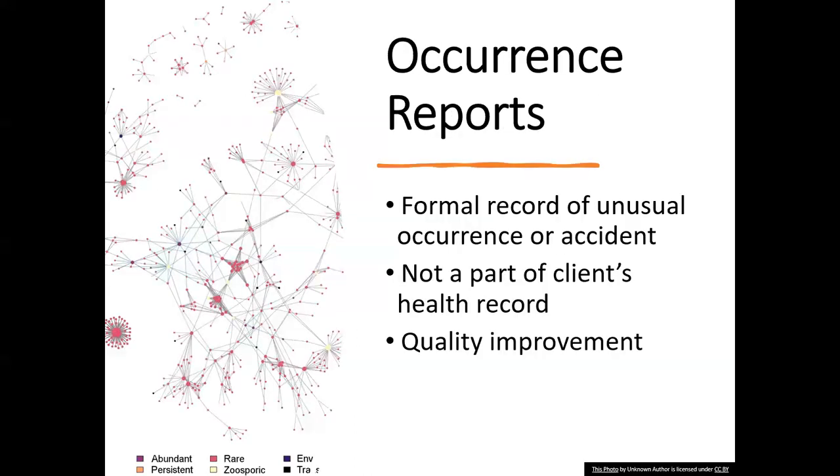An occurrence report, also known as an incident report, is a formal record of an unusual occurrence or an accident. This is an organizational report, and it is not part of the client's healthcare record. Every hospital that you work at is going to have their own way of handling an occurrence report. If a patient falls, you have to document in their chart that they fell. You do not document in their chart that you filled out an occurrence report.